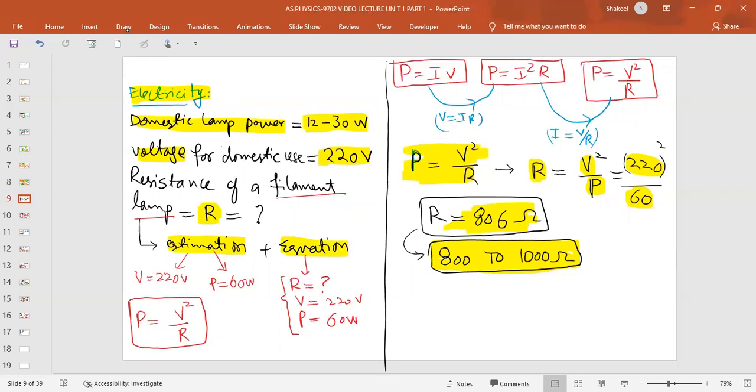So what equation will we be using? You know that we have the voltage value of 220 and the power of a domestic lamp, let's say a filament lamp, is 60 watt. So we have a formula P equals V squared by R, and then you have to find R, since voltage and power values are given. Simply filling in the values, you will get the resistance as 806. Your answer can be from 800 to 1000 ohm. You can use any of these formulas of the power to find the power value as well. So the domestic filament lamp has a resistance of around 800 ohm.